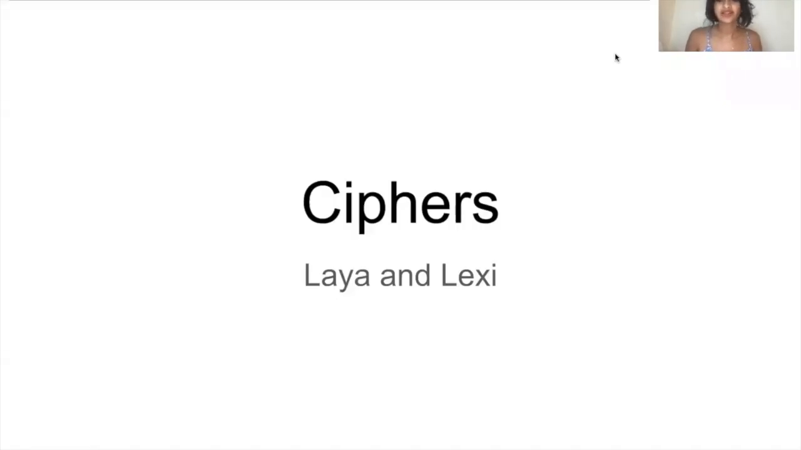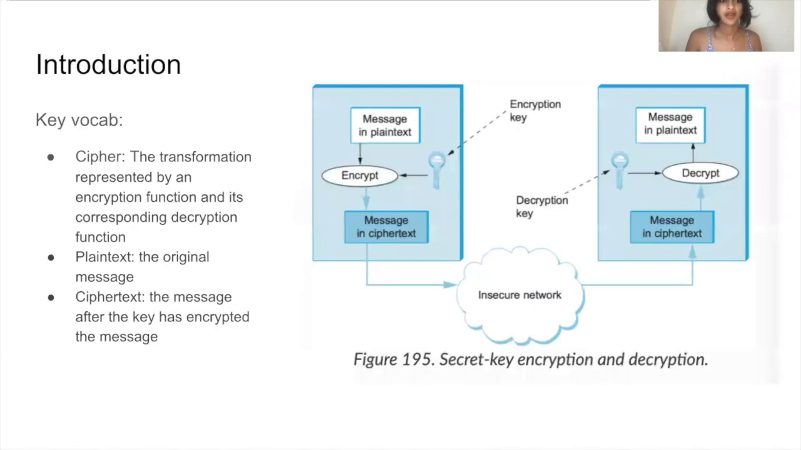So our presentation is on ciphers. So basically, what is a cipher and how do they work? If you look at the diagram, you'll see that a cipher is essentially the transformation represented by an encryption function and its corresponding decryption function. So how do encryption functions and decryption functions work?